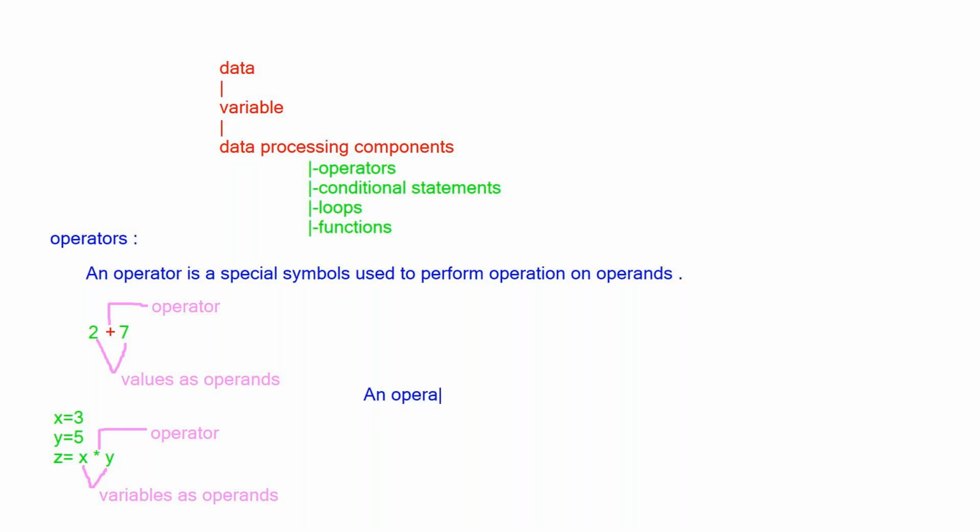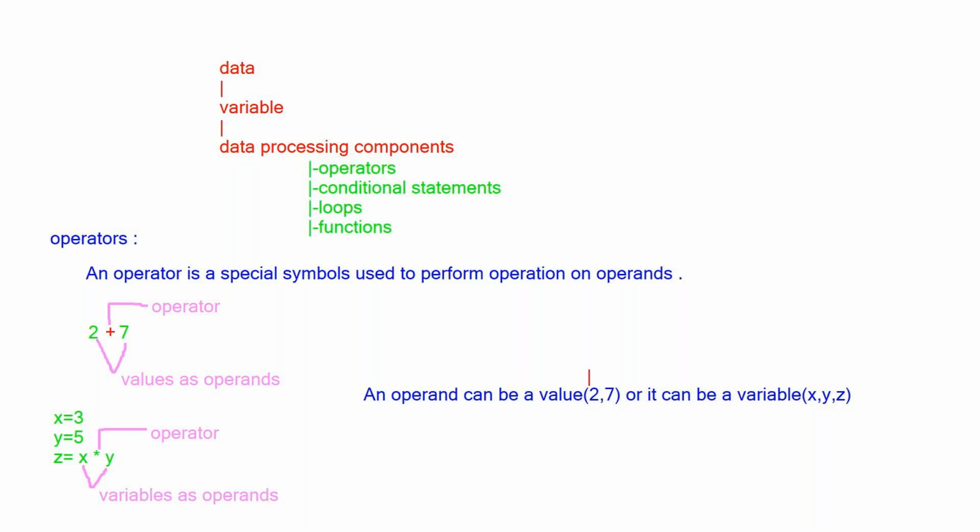So an operand can be a value, right? Value like what? 2 comma 7. Or it can be a variable. So what are the variables here? X, Y, comma Z. So an operand can be a value or it can be a variable like this.